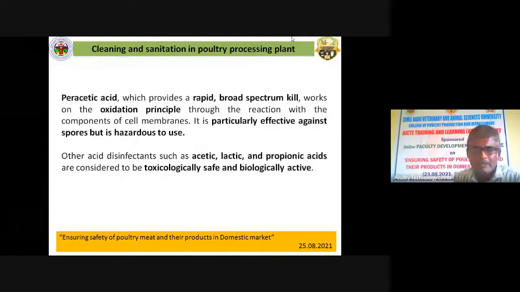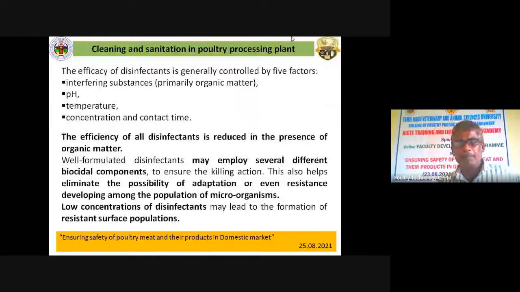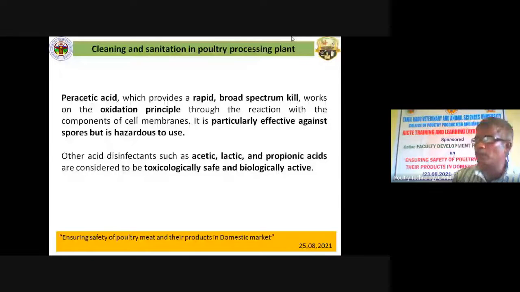By the way, these acetic, lactic, and propionic acids bring about bactericidal property. Furthermore, these compounds also possess a delayed effect because they have a prolonged effect. If you apply today, you can apply again after 3 days because of their delayed disinfectant action.